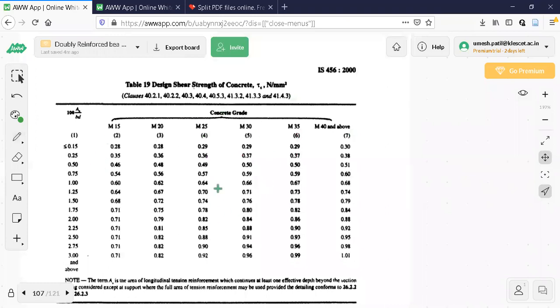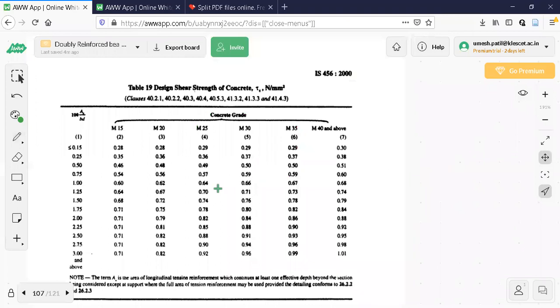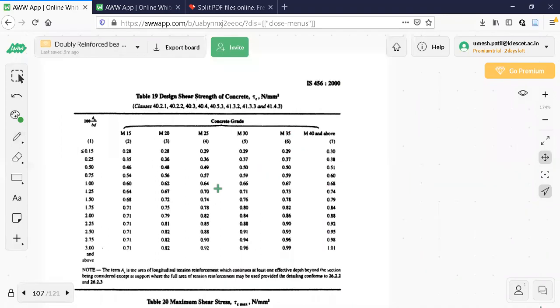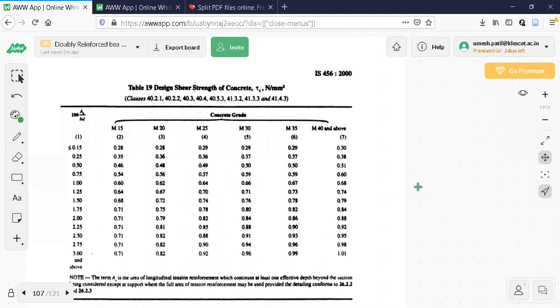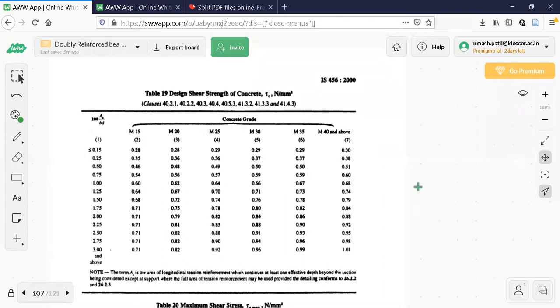How do you strengthen the beam, how do you increase the shear resistance of a beam? What are the methods of increasing the shear resistance of a beam? That you are going to study in today's class. So carefully observe this, because today it is a new topic. Purposely I have taken this one today.